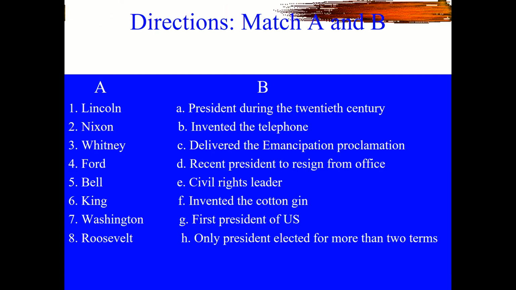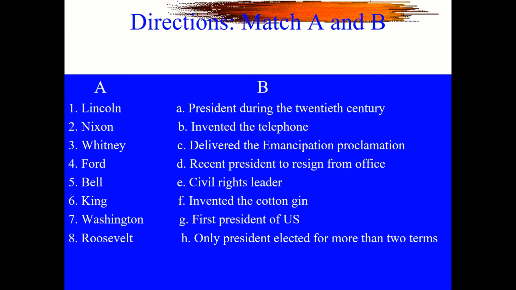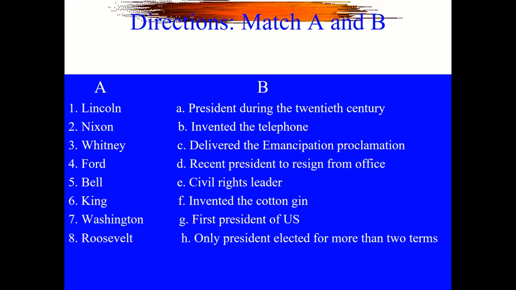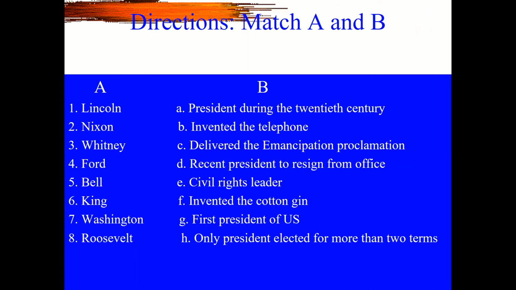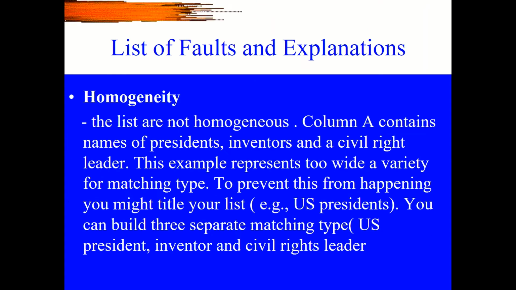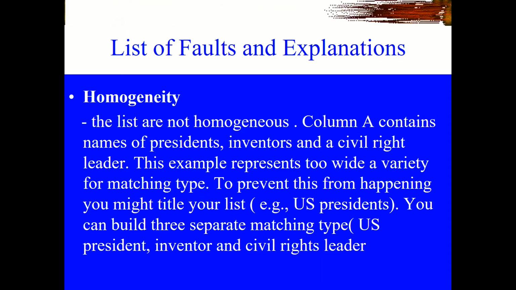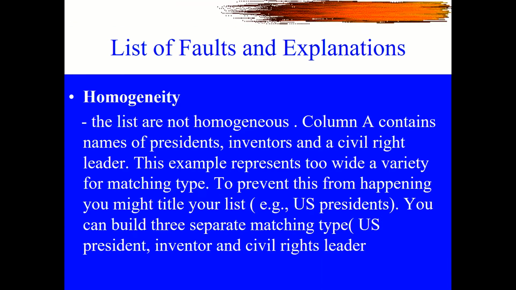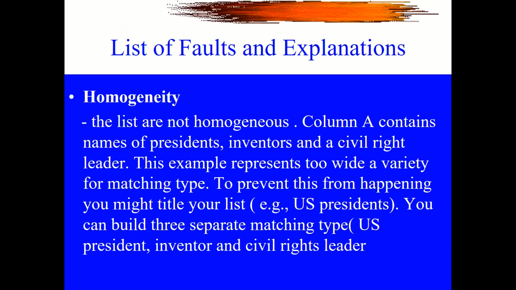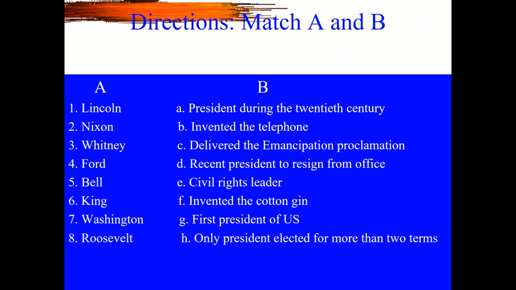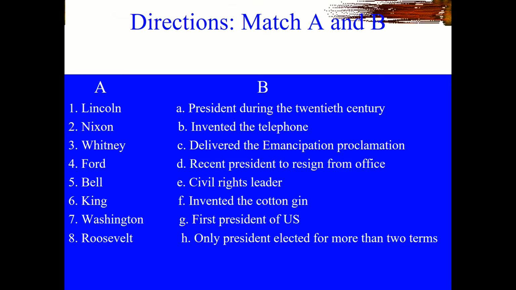Okay. Here is a list of faults of the given test. So homogeneity, okay. The test items here are not homogeneous. Why? It contains three groups. We have presidents, then we also have inventors, and we also have civil rights leaders.